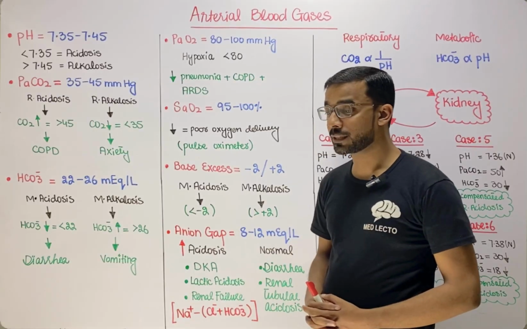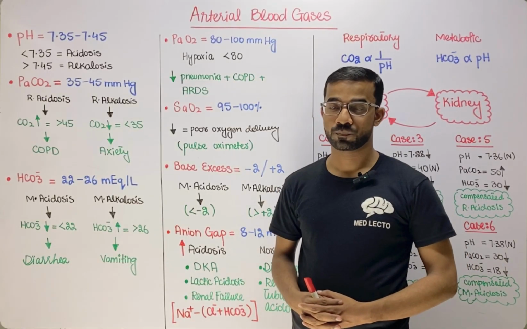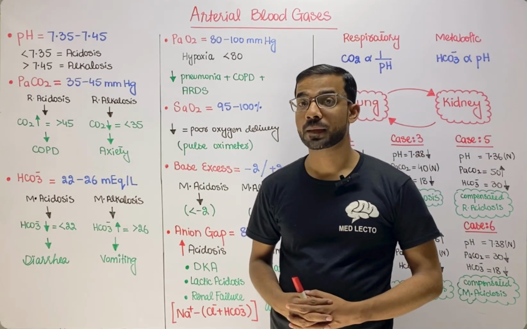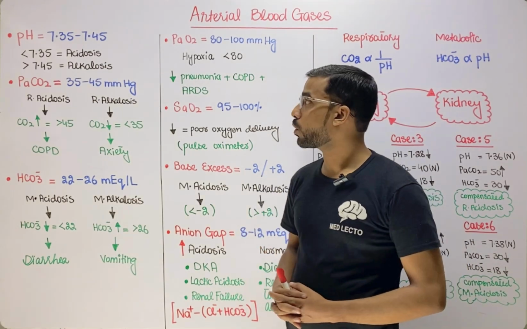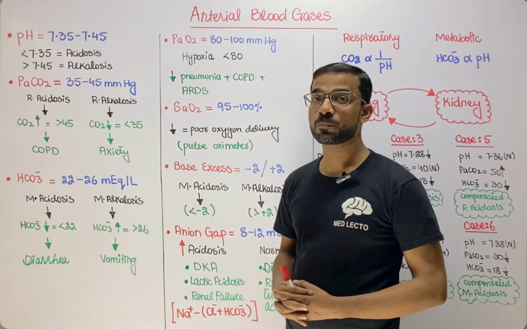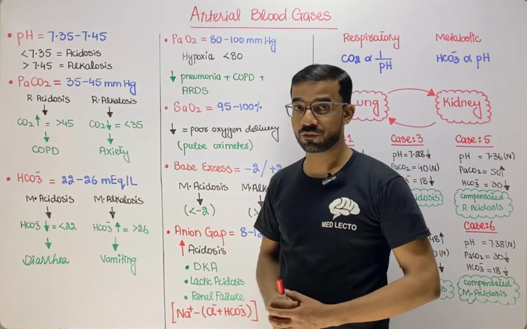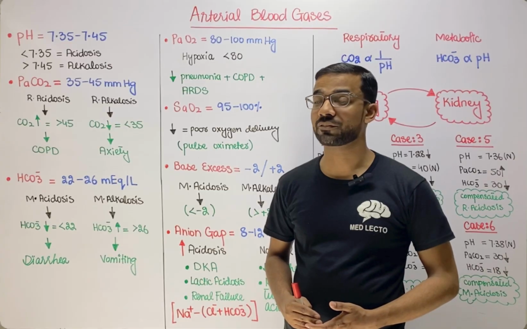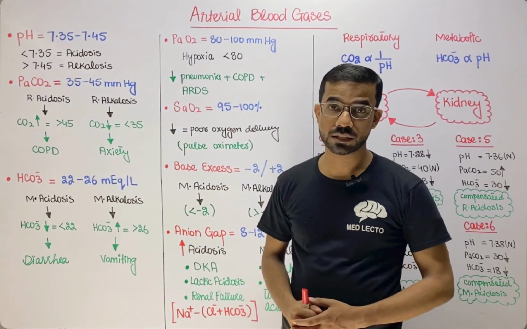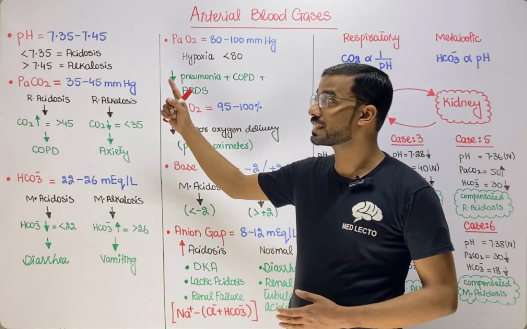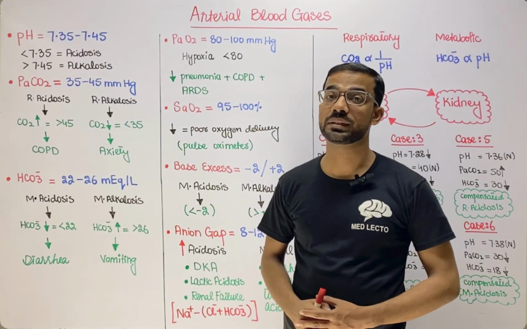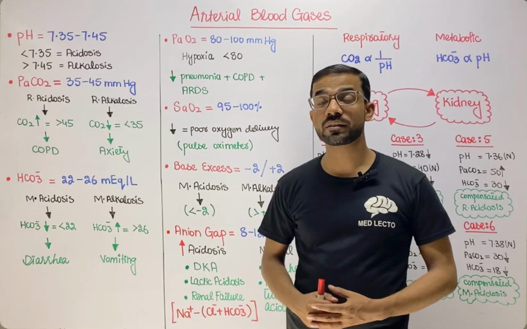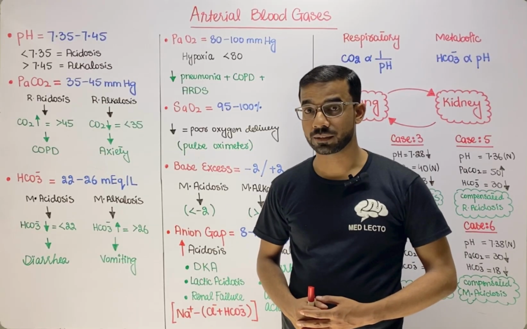So the first parameter is the pH. We have to know the pH of the blood. The normal pH will be 7.35 to 7.45. If the pH is less than 7.35, then it will be acidosis, and if the pH is greater than 7.45, then it will be alkalosis or an alkaline condition. So this is the general pH of the blood.